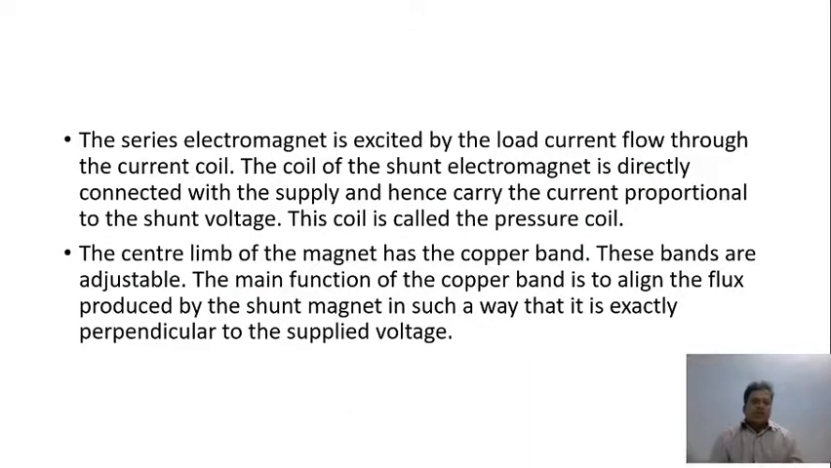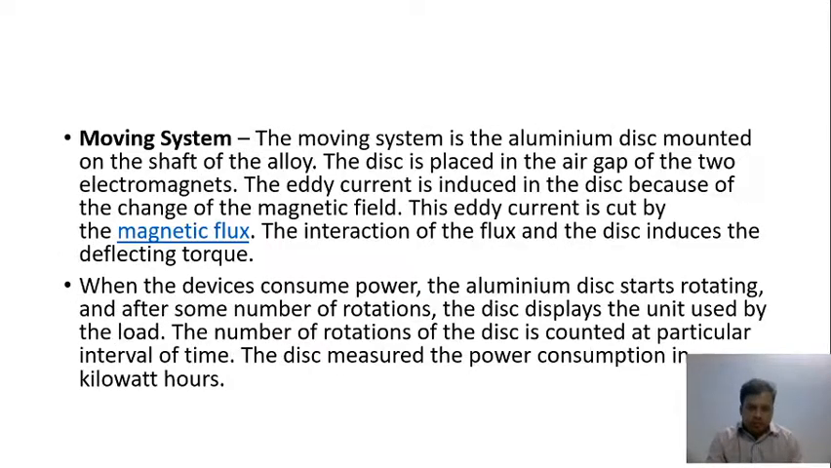The series electromagnet is excited by the load current flowing through the current coil. The coil of the shunt electromagnet is directly connected with the supply and hence carries a current proportional to the shunt voltage. This coil is called a pressure coil. The center limb of the magnet has a copper band. These bands are adjustable. The main function of the copper band is to align the flux produced by the shunt magnet in such a way that it is exactly perpendicular to the supplied voltage.